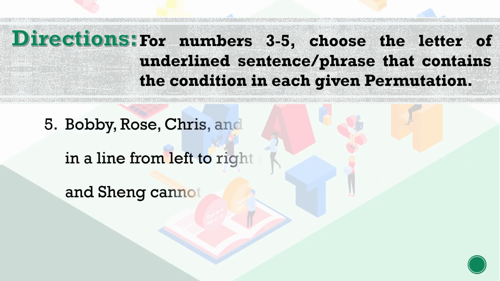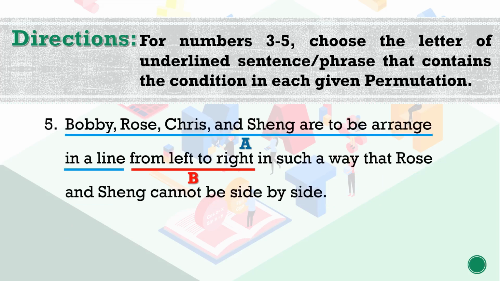Number 5. Bobby, Rose, Chris, and Sheng are to be arranged in a line from left to right in such a way that Rose and Sheng cannot be side by side. The answer is letter C.